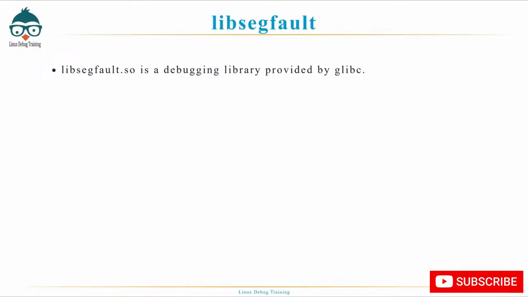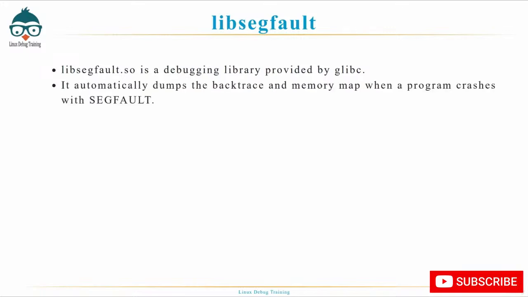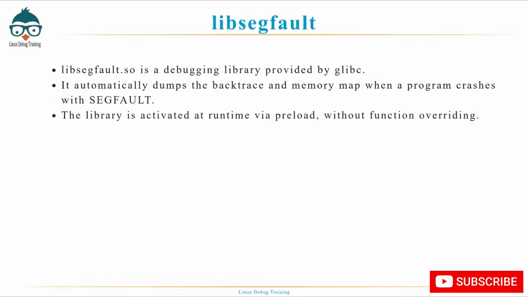libsegfault is a debugging library provided by glibc. It automatically dumps the backtrace and memory map when a program crashes with a segfault. The library is activated at runtime via the preload facility we looked at earlier. And this means that we are not required to do function overloading.